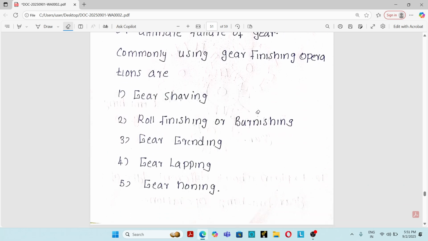Commonly used gear finishing operations are the gear shaving process, roll finishing or burnishing process, gear grinding process, gear lapping process, and gear honing process. Among these, gear grinding is usually carried out after hardening, and gear lapping and gear honing are both used for super finishing the gear. Okay, so we can discuss them one by one.